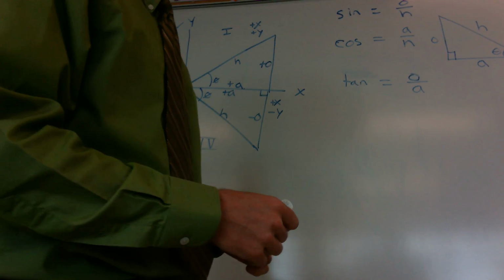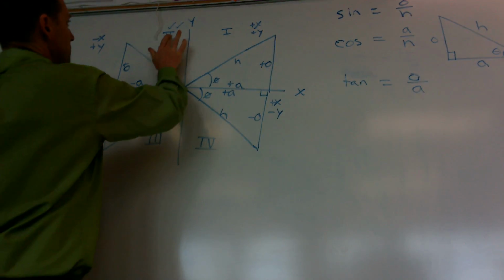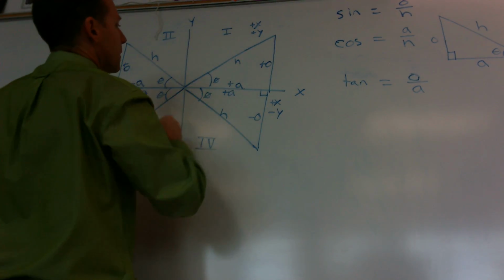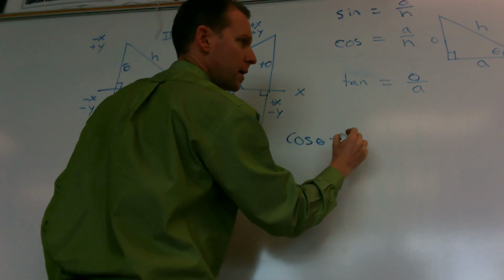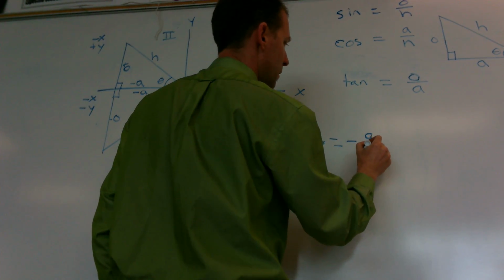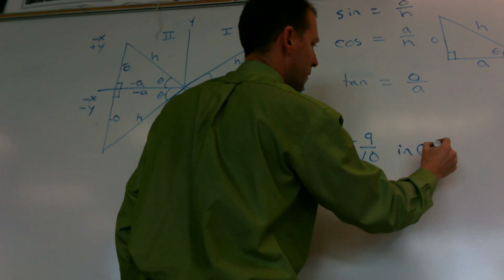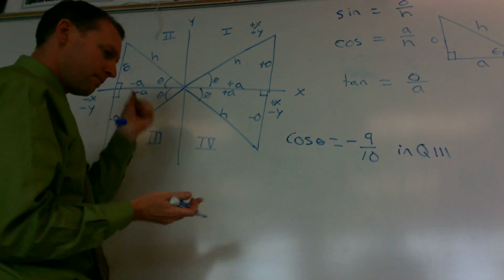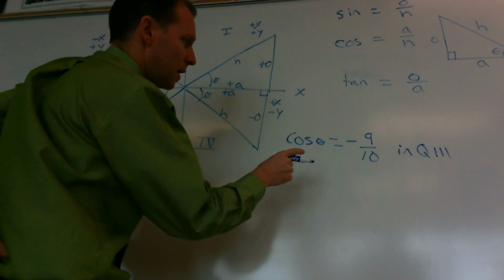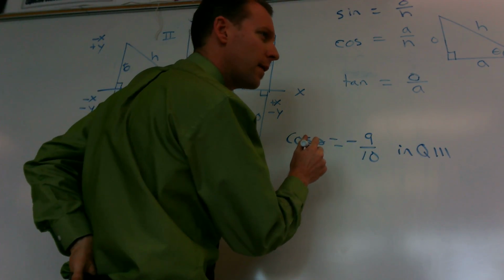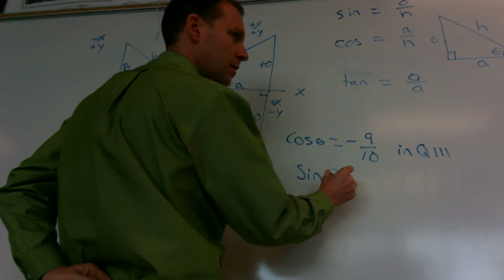Okay, problem number 6. 6A says cosine theta equals negative 9 tenths, and in quadrant 3. So in this quadrant, let's go ahead and find out what sine theta is.